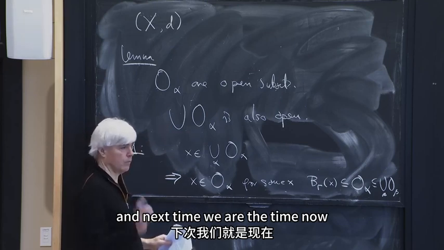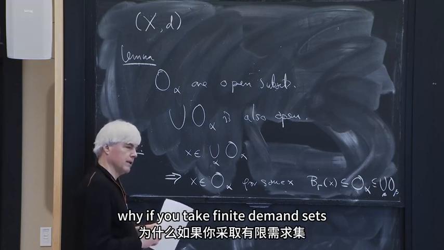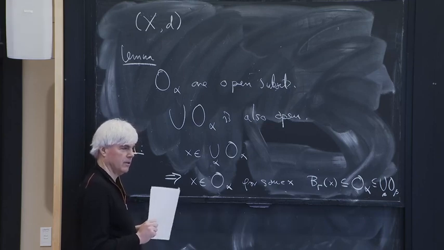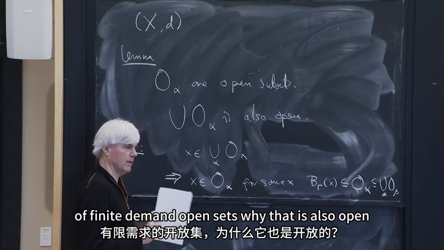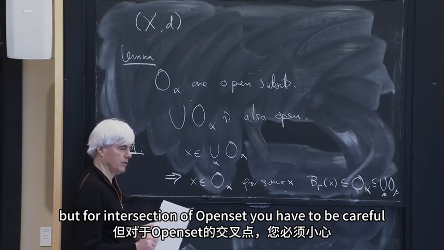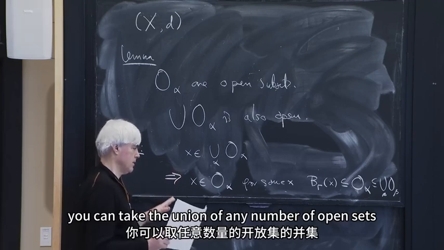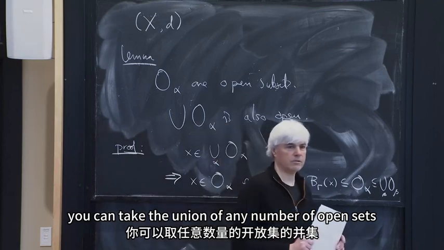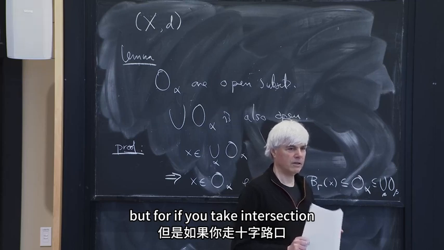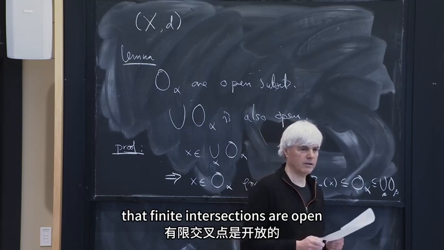And next time, we're out of time now, but next time we'll talk about why, if you take finitely many open sets, the intersection of finitely many open sets is also open. But for intersection of open sets, you have to be careful, because for union, you can take the union of any number of open sets, it's always open. But if you take intersection, in general, it's only true that finite intersections are open.